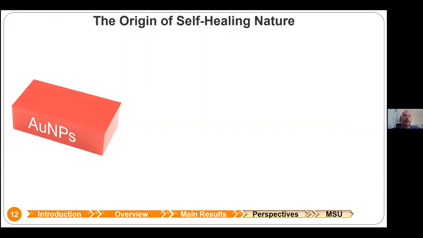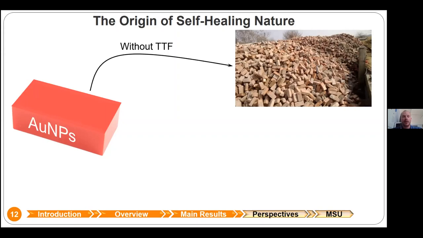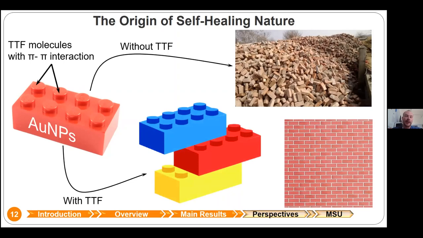Let's say we have bricks that are gold nanoparticles, and we wanted to construct some wall or some home. If we do not put any linker between bricks, they simply just fall down and that's all. If we add these linking molecules, or linker, or Lego style bricks, then we can really create a really, really good and really not brittle and really strong wall.